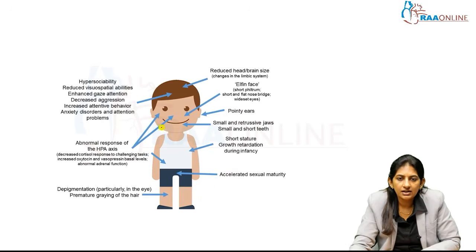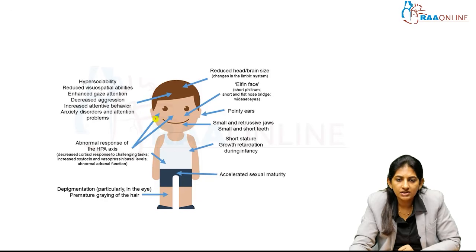So these children are very, very hypersociable. They have reduced brain size. They have this elfin facies: typically the starry sky eyes, broad nasal bridge, very, very thin lips, and a long philtrum. And they have hyperactivity. They have attention deficit issues as well.